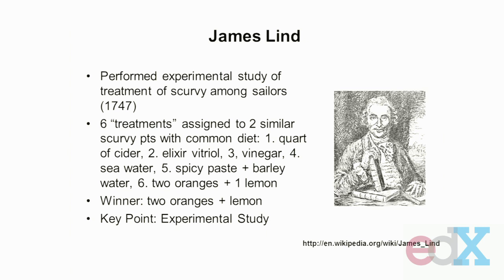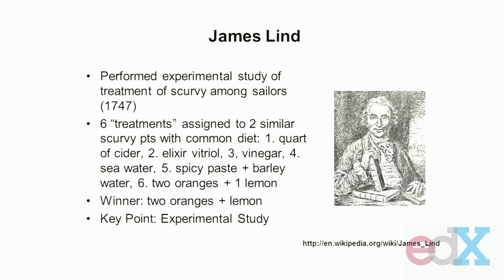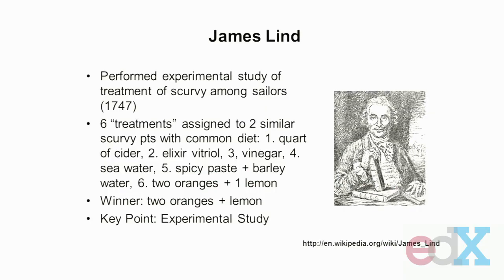And he decided to divide them into 6 treatment groups, each containing 2 people. All 6 groups, all 12 people, received a common diet. But each group received something in addition to that. One group received a quart of cider. One group received the elixir vitriol, which is sulfuric acid. One group received vinegar. One group received seawater. One group received a spicy paste made of mustard, I think, and garlic, along with some barley water. And the last group received 2 oranges and 1 lemon.